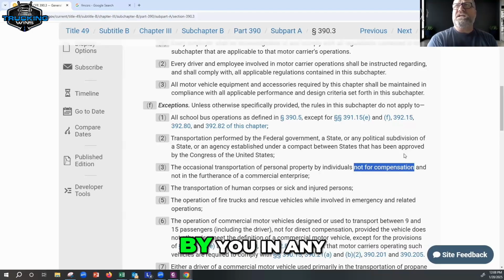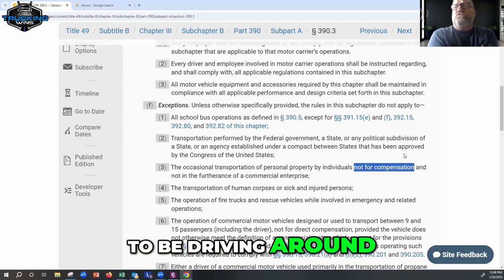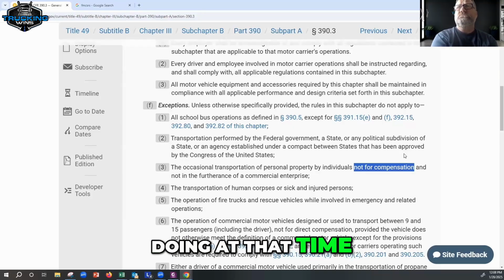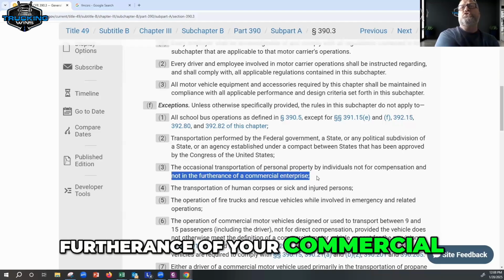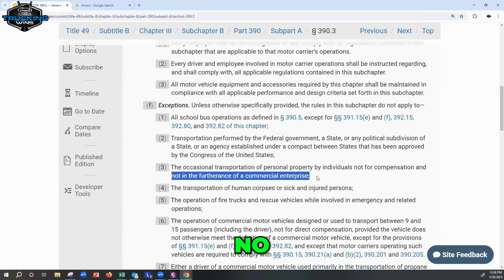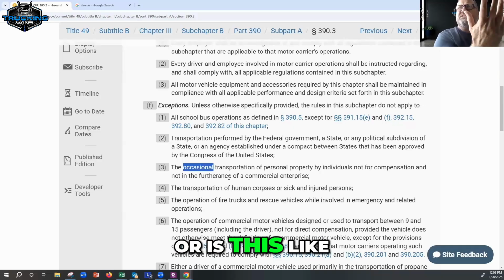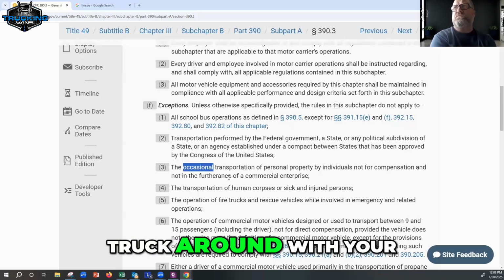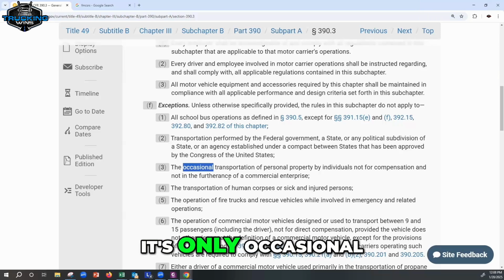He was not for compensation. Was he getting paid by you in any way, directly or indirectly, to be driving around doing what he was doing at that time? Absolutely not. All right. Was he in the furtherance of your commercial enterprise? No. So was it occasional? Is this something he does every once in a while, or is this like all he does? He just drives his truck around with your insurance and never hauls stuff? No, it's occasional. Yes, it's only occasional.